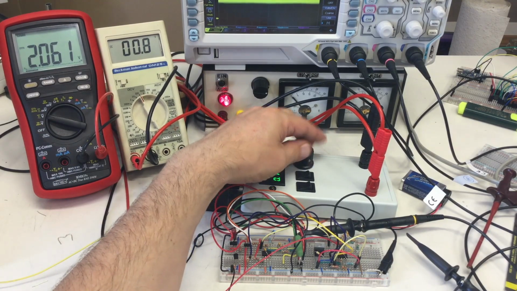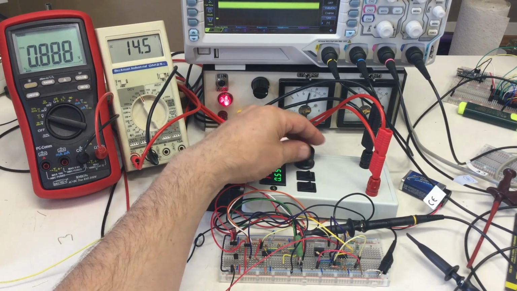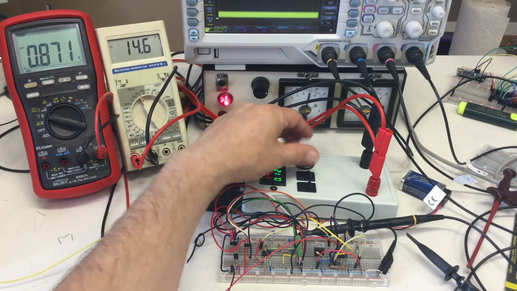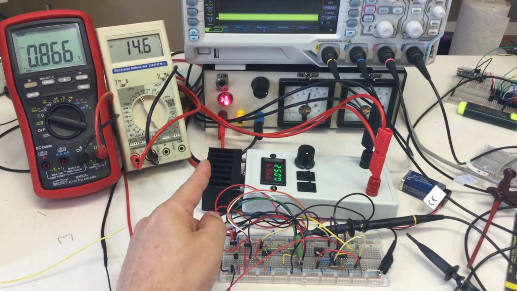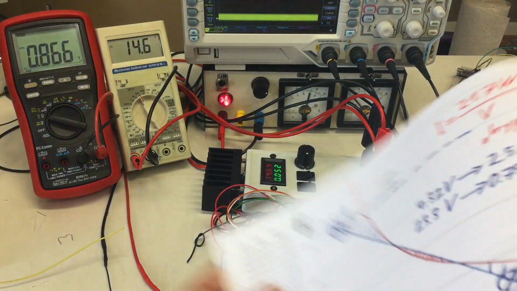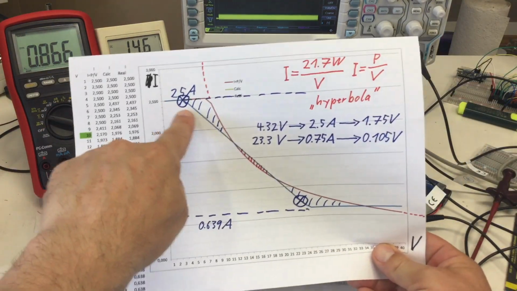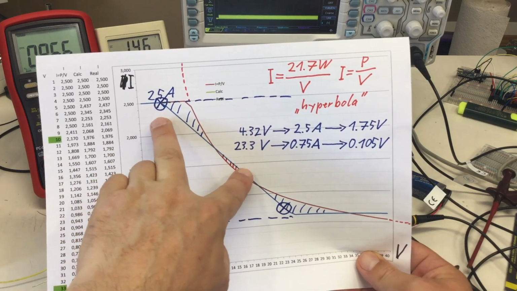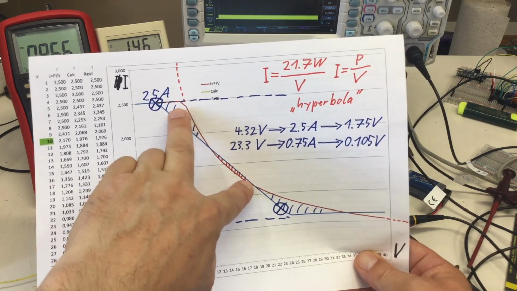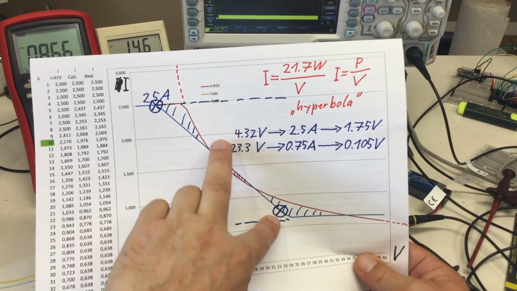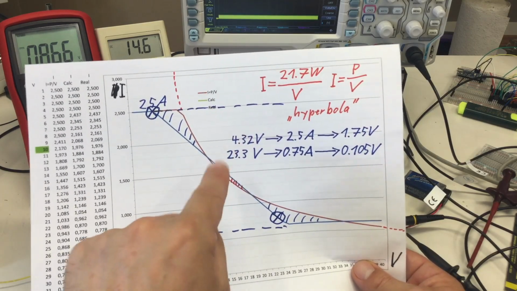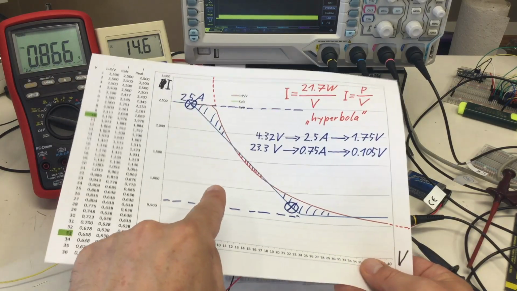Now I overloaded my lab power supply. Sorry, I have to turn down the voltage again. My power supply went into overload. So we were nicely moving up and down that curve. Only it seems that the curve is a wee bit too steep. Let's see what that's all about.